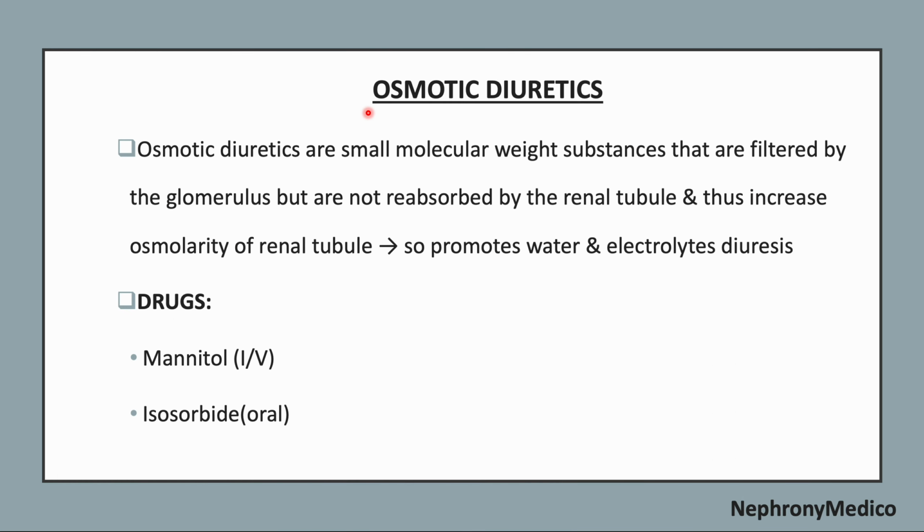Now, let's talk about osmotic diuretics. These are small molecular weight substances that are filtered by the glomerulus but are not reabsorbed by the renal tubule and thus increase the osmolarity of the renal tubule. So it promotes water and electrolyte diuresis. These include drugs like mannitol and isosorbide.